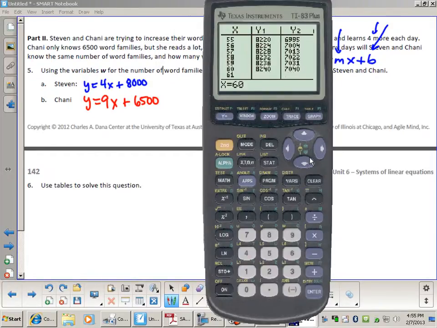But something to consider is what these variables actually mean as I'm trying to find an answer here. The x is definitely going to be the days in which she's using to read. It says it right here, 4 more each day, and 9 each day. So what do the y's mean? Well, the y's are the things we don't know, and that's how many words they know. So the x in this case stands for the number of days. The y in this case will be the number of words they know.